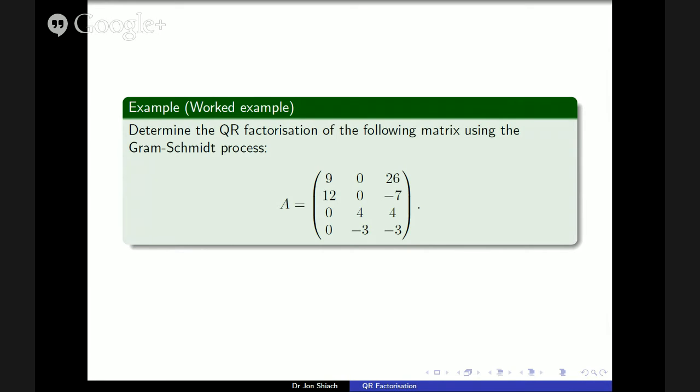So what we've got, the magnitude: 9 squared is 81 plus 12 squared, 144, which is root 225, which is 15. Okay, so I've calculated the magnitude of that first column vector. So this means if I normalize U1, we get 1 over 15 times the first column.